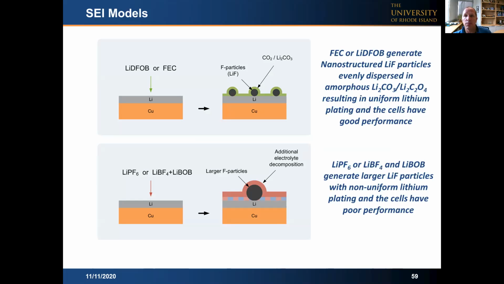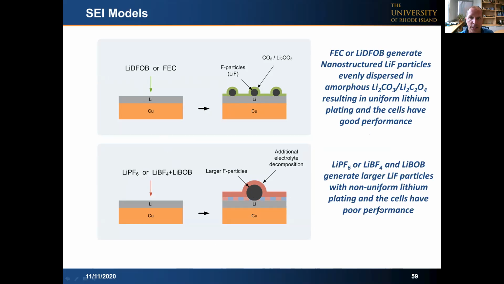So how do we propose a model for this? Once again, with the lithium difluoroxalato borate or the FEC, we generate the lithium fluoride nanoparticles with a coating of lithium carbonate. And this results in very good, uniform lithium plating from these cells. While in the case of the LiPF6-based electrolytes or the LiBF4 plus LiBOB electrolytes, we generate very large lithium fluoride particles, we have additional electrolyte decomposition, and we have non-uniform lithium plating.